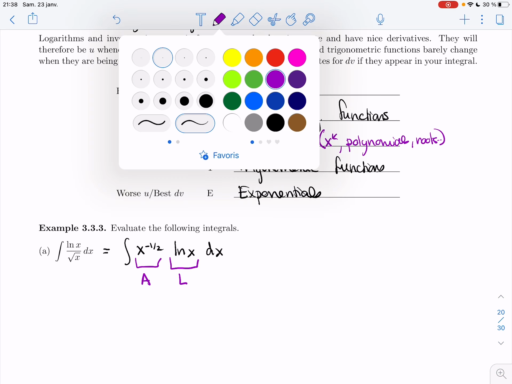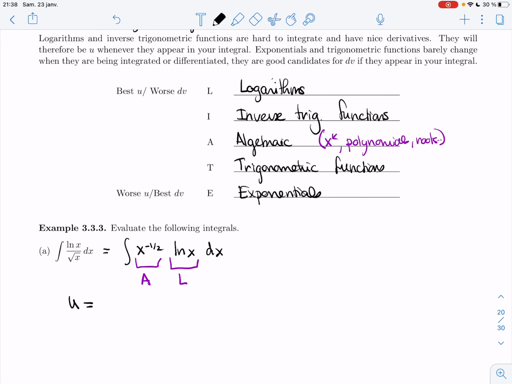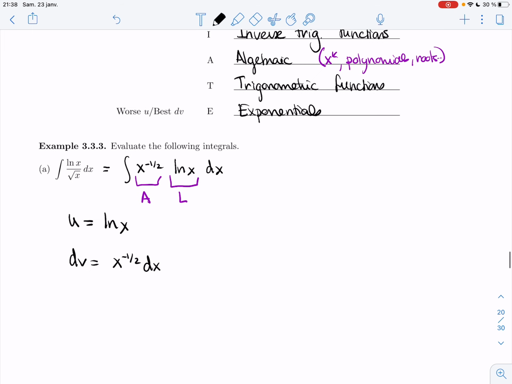So when I apply integration by parts, my u will be log of x. My dv will be x to the minus 1/2 dx. I'm going to differentiate log of x. I'm going to get 1 over x dx. And I'm going to integrate x to the minus 1/2. I'm going to get x to, I add 1 and plus 1. And this is what I get.